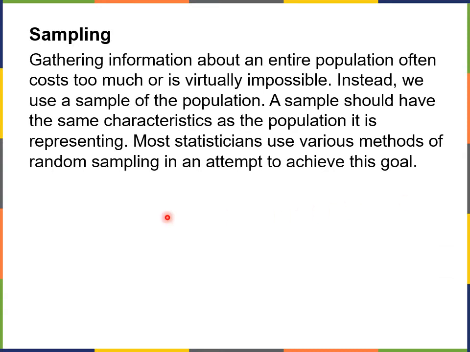All right, so when we get to sampling our information and finding our sample, we really want to make sure that our sample is an accurate sample. So when we gather information about an entire population, we want to make sure we do it accurately, and oftentimes it's too hard to do it for the big population, so instead we'll use a sample. The sample has to have the same characteristics as the population, otherwise it's worthless. So we want to use different ways of doing it, but the key is we want to do random sampling to ensure that our sample reflects the population.